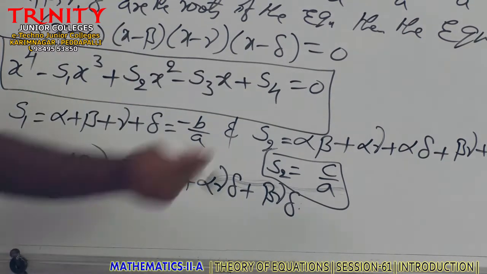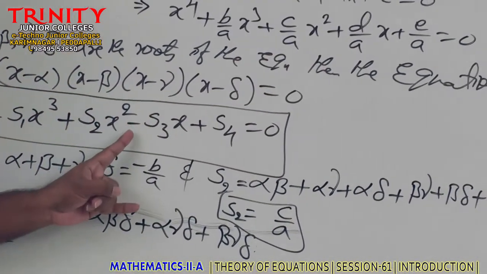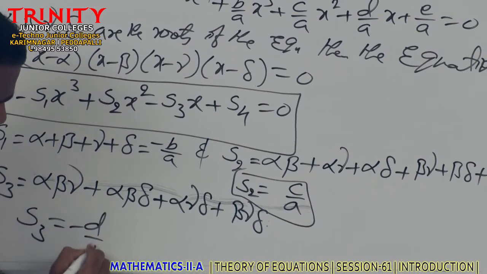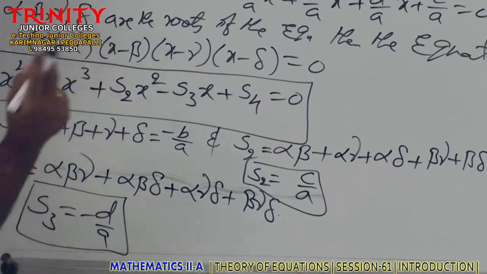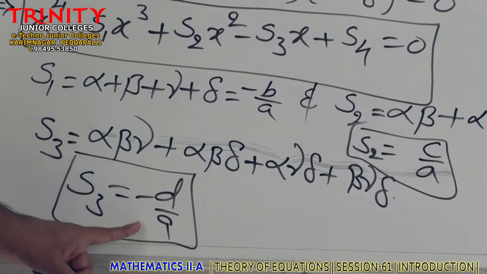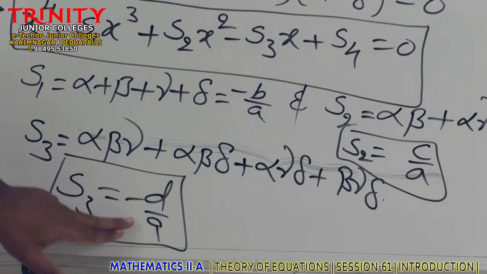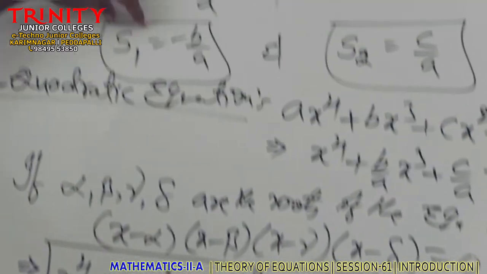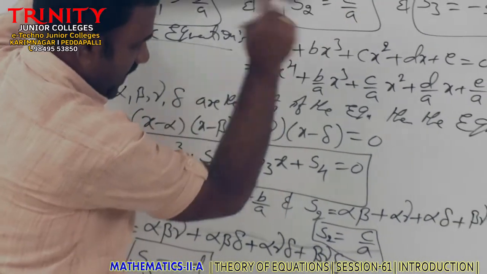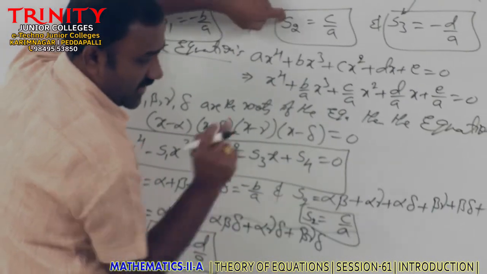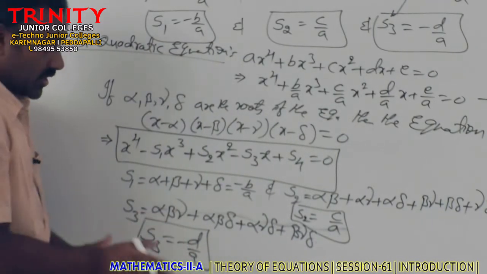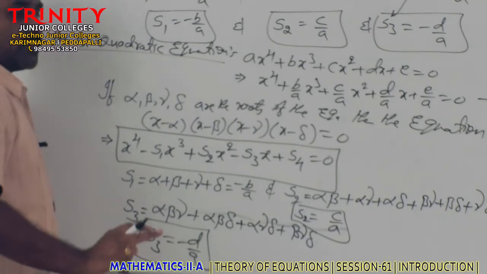S3 is what? The coefficient of x, d by a. But here we have a minus. Therefore, S3 is equal to minus d by a. There is no change in any equation. The form of the product of the values will change, but there is no change in the value. S1 is always minus b by a for the cubic equation, and for the biquadratic equation also minus b by a. S2 is c by a, sum of the products of two roots. Next S3 is minus d by a. Here also S3 is minus d by a. There is no change, but the form of the roots will be changed.